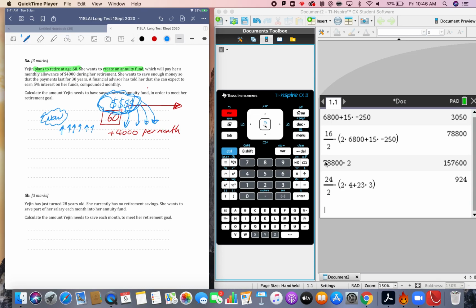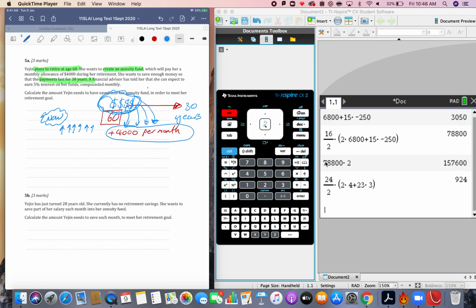At the age of 60, a big chunk of cash is already saved, and we've got some more information here. She wants to save enough money so that the payments last for 30 years. Alright, so basically we need 30 years worth of payments, and notice it's $4,000 per month. Okay, so we're going to have quite a bit of cash saved.